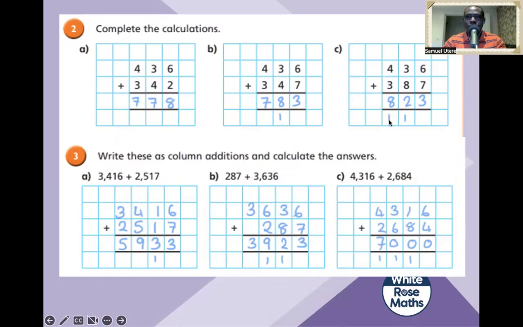All right, so here you can see we've used the formal methods. When we add them from right to left, we shift the place values. If we have excess place value in the right, we shift it to the left, so on and so forth. Okay.